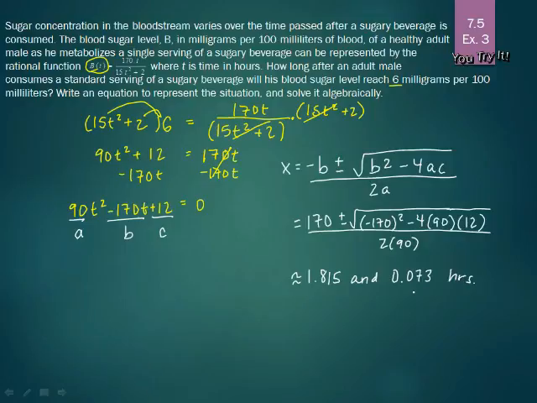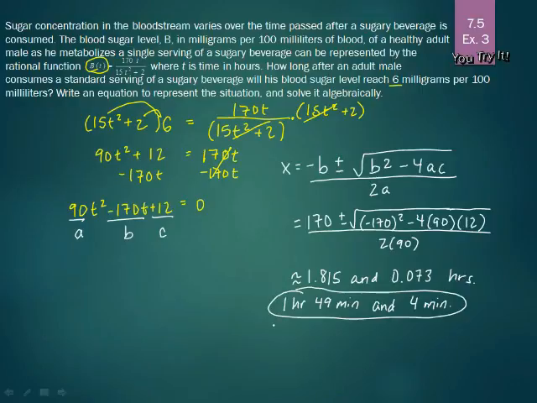to the nearest thousandth. And so then basically those are equivalent to 1 hour, and then to convert 815 thousandths hours to minutes, we just multiply that by 60, and that's going to be about 1 hour and 49 minutes. And then 73 thousandths multiplied by 60 is about 4 minutes. That means that the male's blood sugar would hit 6 milligrams per 100 milliliters at 2 times: at about 1 hour and 49 minutes and 4 minutes.